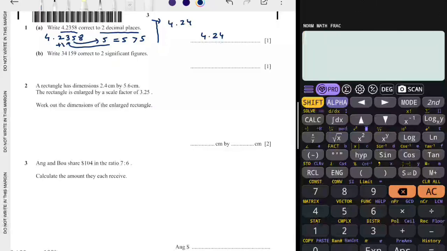So B part, write 34159 correct to two significant figures. For this purpose, we have to see 1, the third value. So this value is lesser than 5. So we are not going to make any changes to the previous value. So the answer will be 34000.